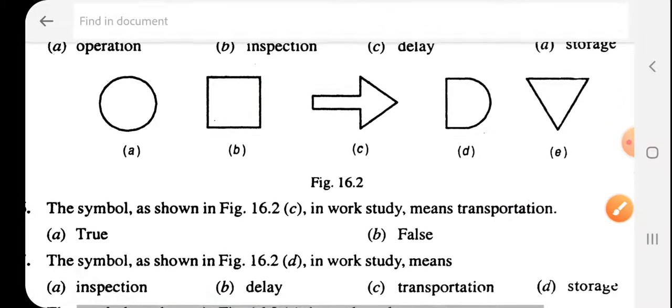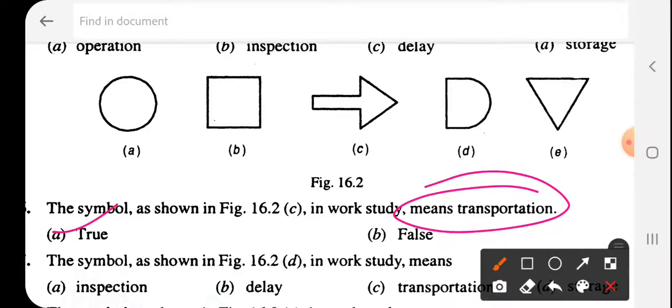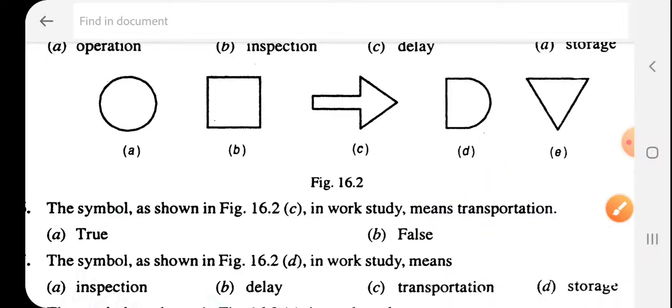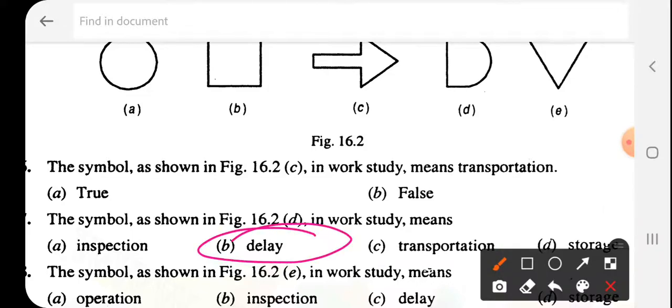Next is C. What does the C figure show? The C figure is an arrow mark. So this will be the indication of transportation. So this means transportation, that is true. Okay, the sixth key is A. Next, seventh, the symbol shown in D. D looks like a D, so it will start with delay. D for delay. So this is the delay.